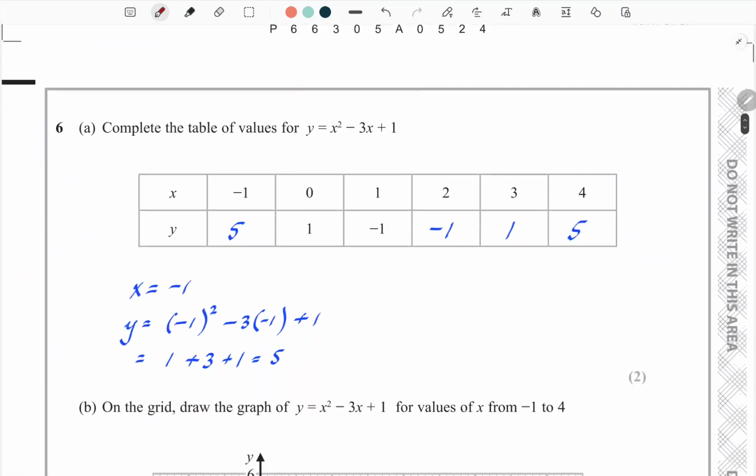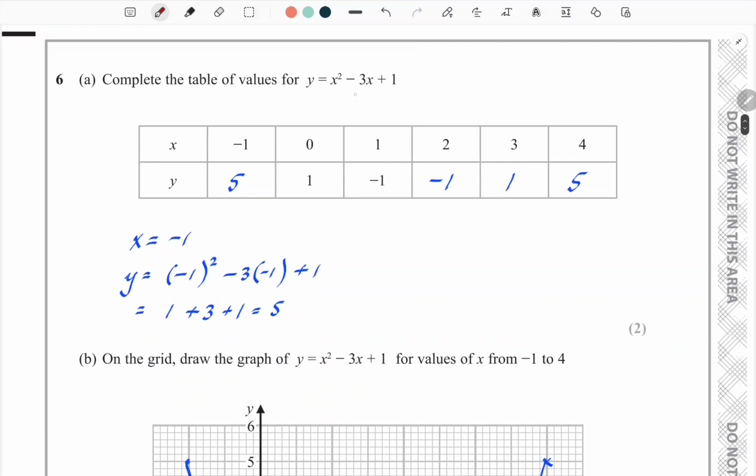Number 6, we have a quadratic equation there, y equals x squared minus 3x plus 1, and they want us to fill in the table. So I've done 1. When x equals minus 1, y equals minus 1 squared, minus 3 times minus 1, plus 1. And minus 1 squared is just 1. Minus 3 times minus 1 is plus 3, and then plus 1, all of that put together, 5. Hence the number 5 there.